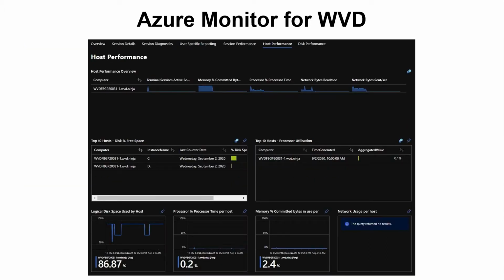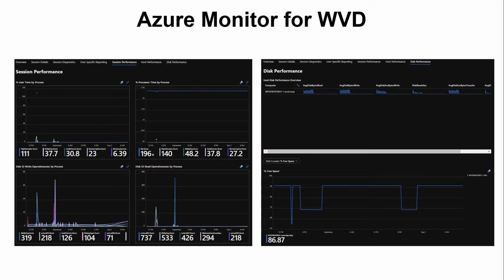In the next screenshot, we can see the host performance. It's focusing on CPU, memory, network, and the disk resources. So this is the first view into real performance counters, but from the host perspective.